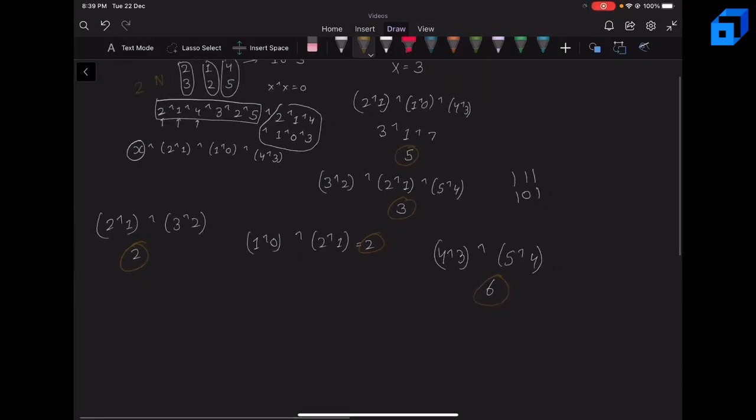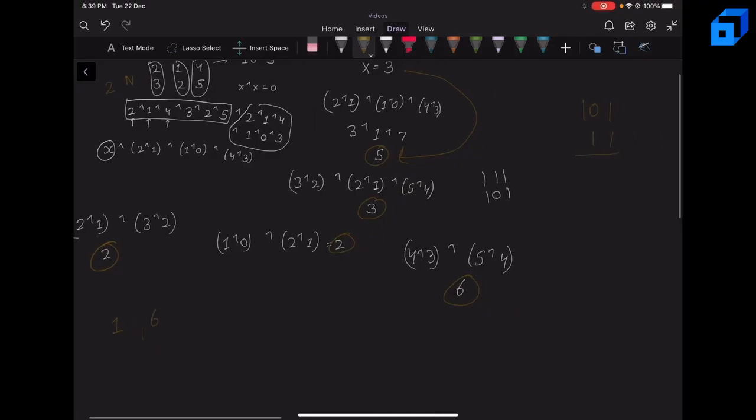So let's do it. Now 3 XOR 2 will be 1. When we do 3 XOR 5, so 5 is 101, 3 is 11, we get 6. Now 3 XOR 2 is again 1. Then 3 XOR 3 will be 0. This 3 XOR 3 will be 0. And when we do 3 XOR 6, so 3 is 11 and 6 is 110, this will give us 101, which is 5. And as you can see, the maximum value is 6. So we'll return 6 as our answer.